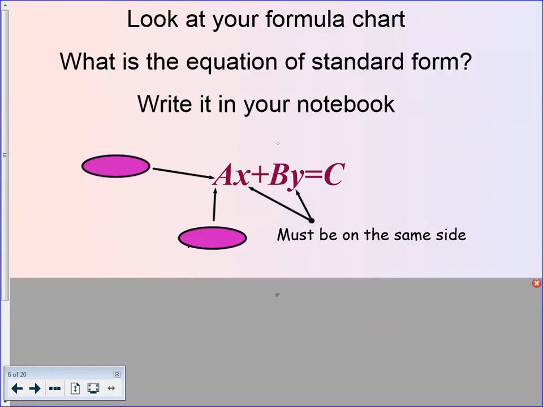Now, while they're on the same side, there's something special about the number with your x. That number needs to be a whole number, and it should be positive. You always want to make sure that those 2 things are correct in order to be a correct standard form equation, every time.